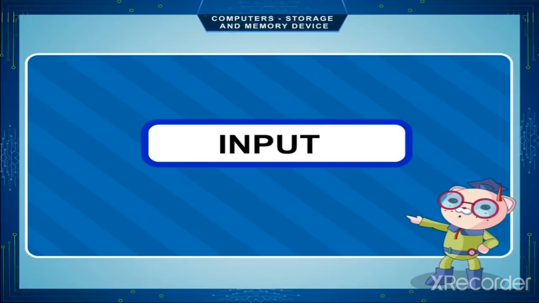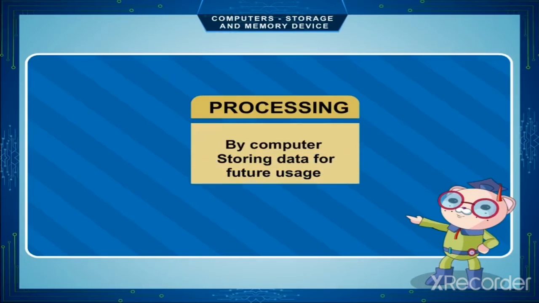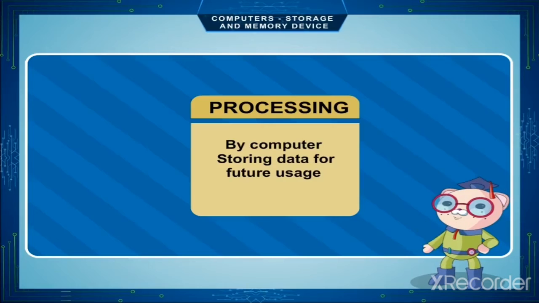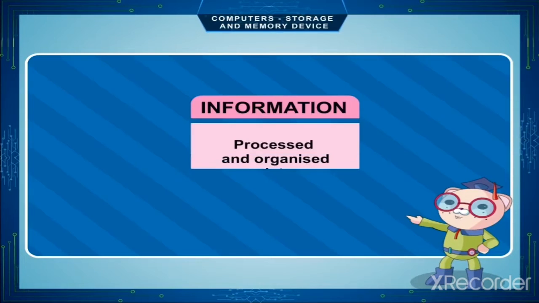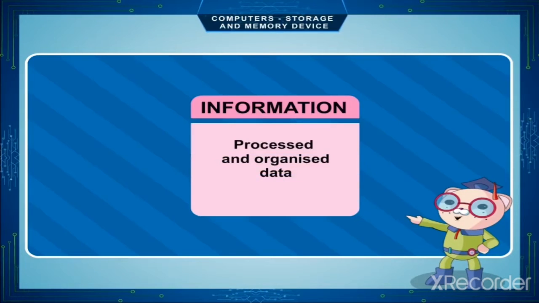Data, collection, checking and preparation of raw data. Input, processing by computer, storing data for future usage. Output, information, processed and organized data.